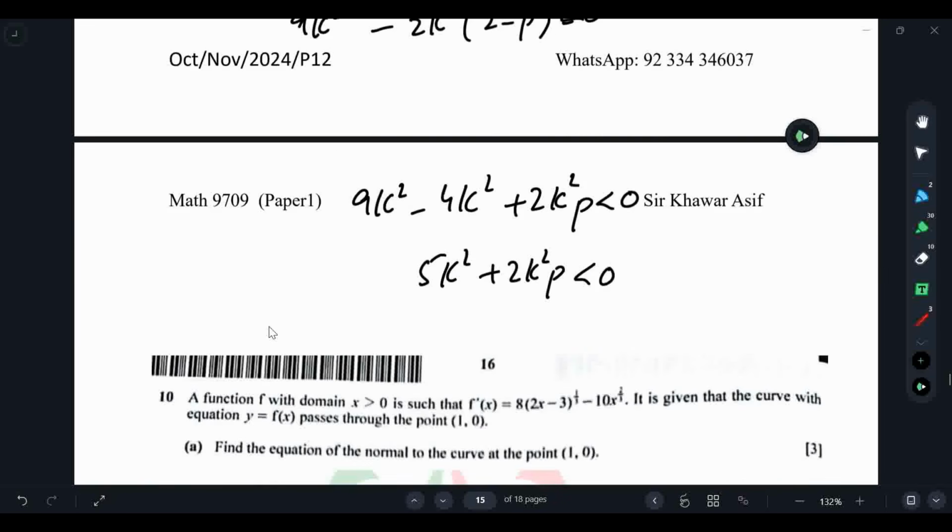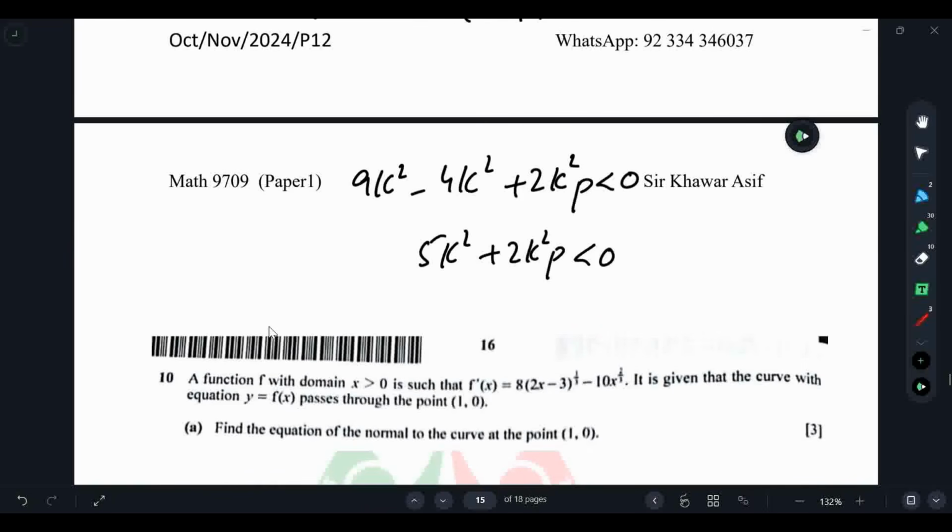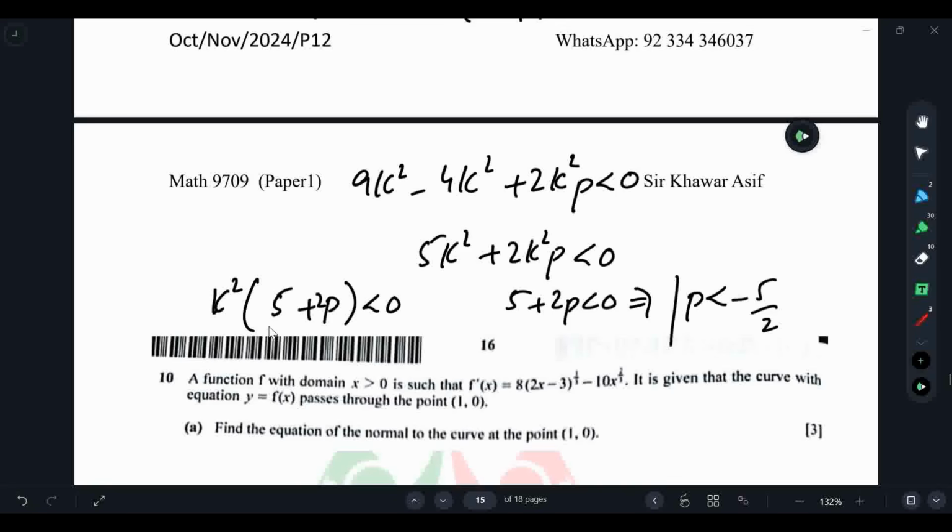Now we can take k square as common. So if we take k square as common, 5 plus 2p is less than 0, which means 5 plus 2p is less than 0. And from here we can say that p will be less than minus 5 by 2. So this will be the final answer.